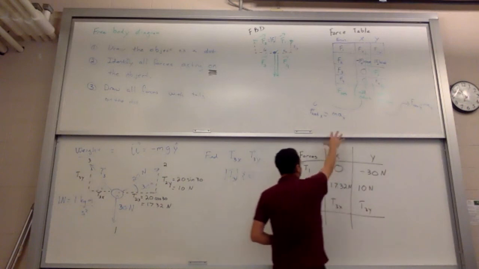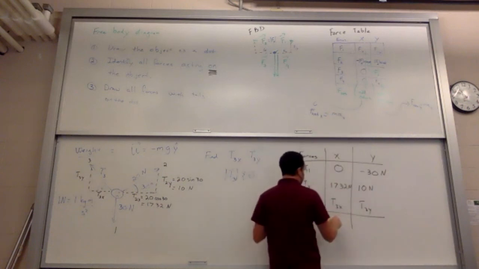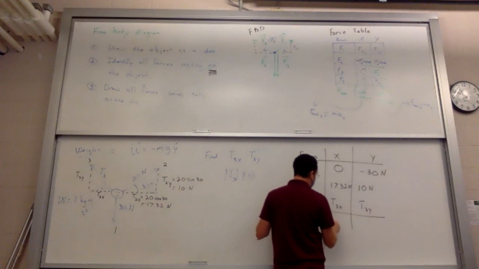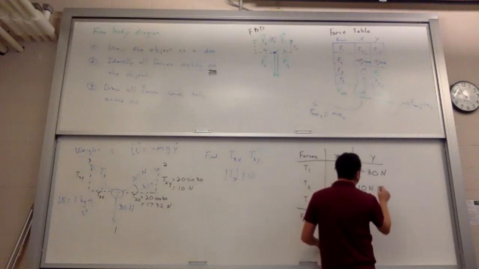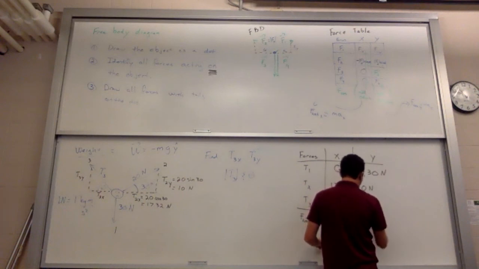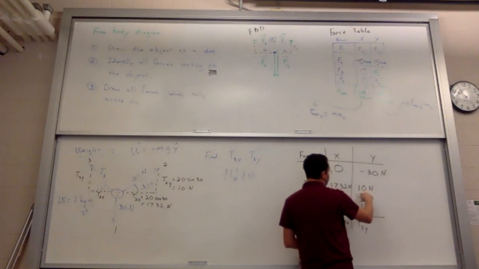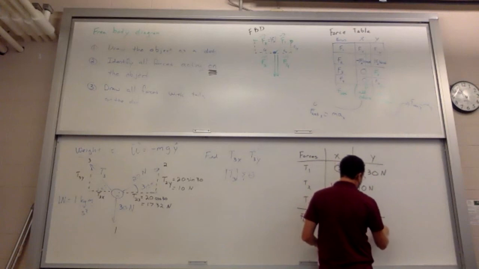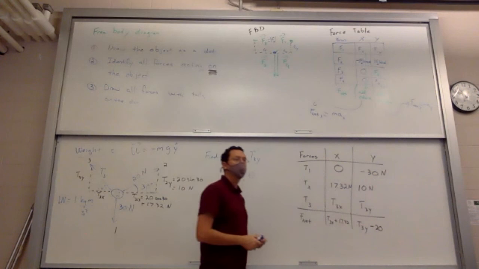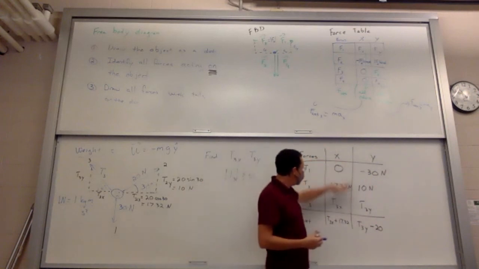Now, this is the net force. You just add them up down the column. So this is going to be T3x plus 17.32 newtons. Newtons are getting squeezed out, but it's there too. And here, I get T3y, and I get plus 10 minus 30. That's T3y minus 20. Just adding things up down the column.